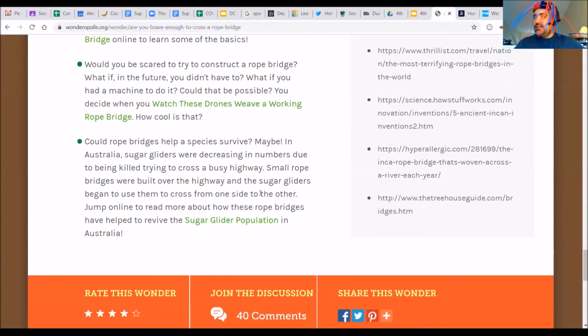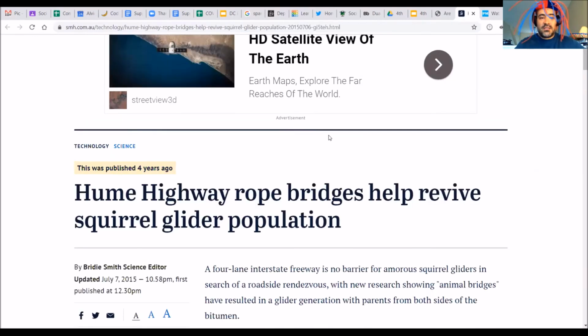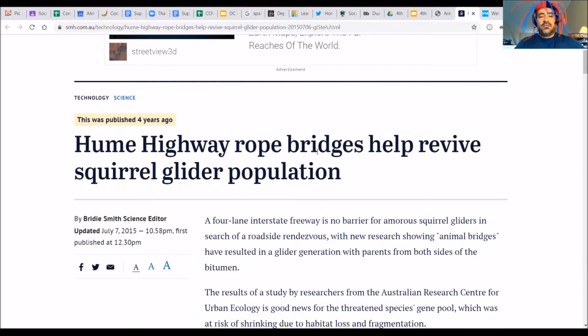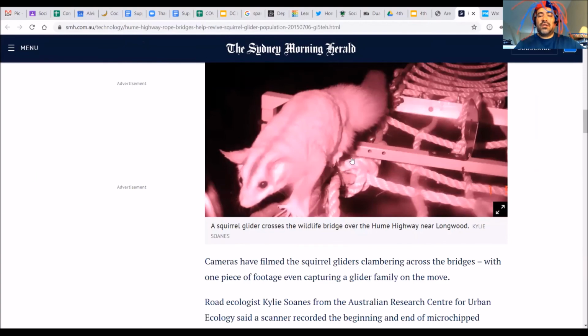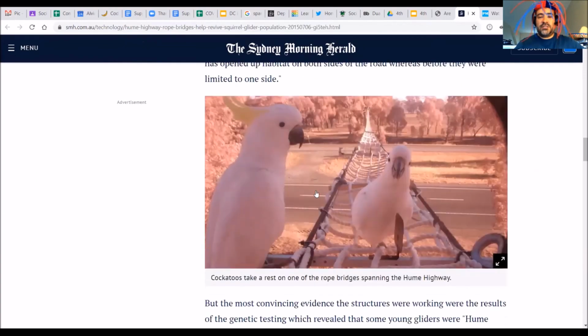And then also there is an ethical perspective here when it comes to suspension bridges, because look at this article. There's a bridge that can help revive the squirrel glider population. And the animals use these kinds of bridges. So see, here are the birds and the squirrels. They can even travel themselves. Suspension bridges, they're everywhere. They're not just for cars and for people. They can be used even for animals.